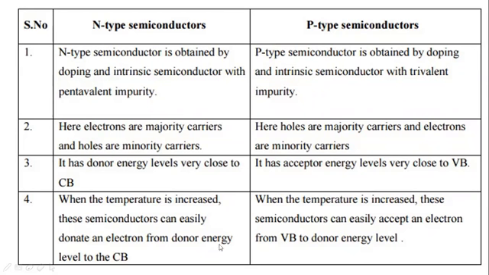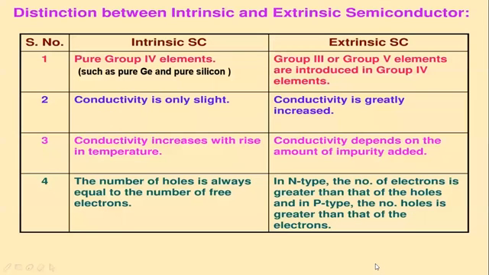When temperature is increased, these semiconductors can easily donate an electron from the donor energy level to the conduction band and contribute to the conductivity. Whereas for p-type semiconductors, when the temperature is increased, they easily accept an electron from the valence band to the acceptor energy level, and we see the current carried by holes, that is called hole current. This is the distinction between intrinsic and extrinsic semiconductor. For extrinsic semiconductors, two types, n-type and p-type, conductivity is greatly increased, whereas for intrinsic it is very small.